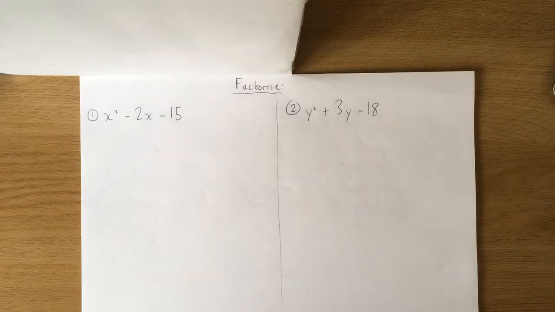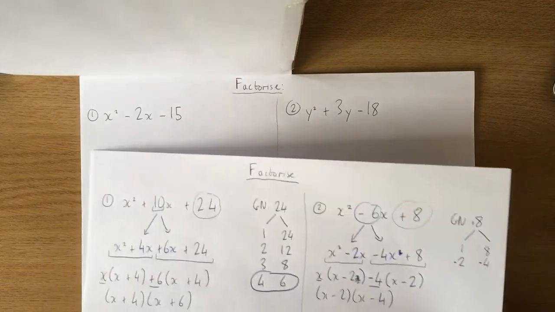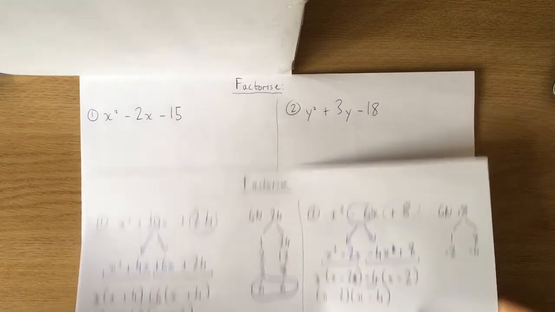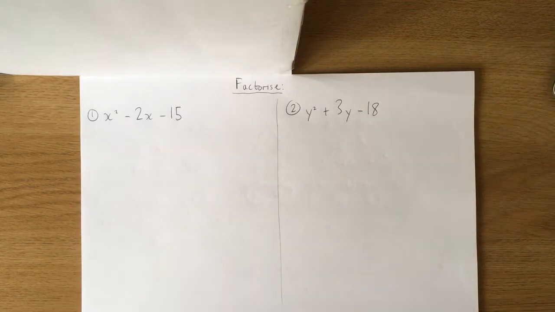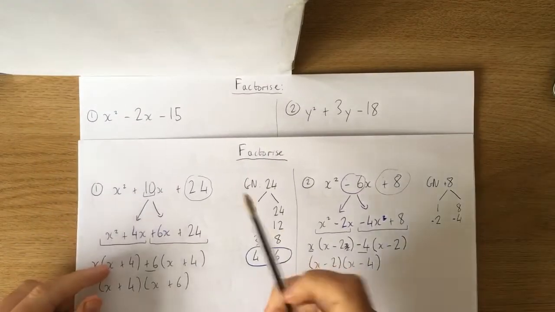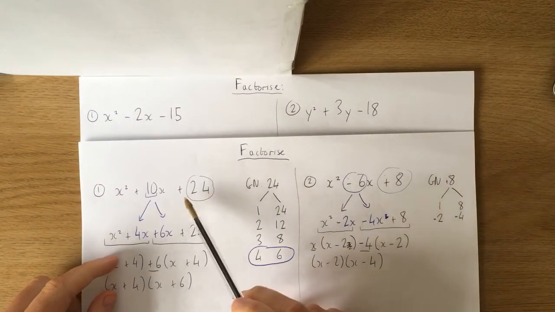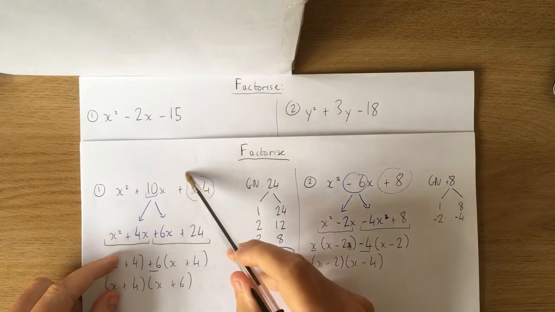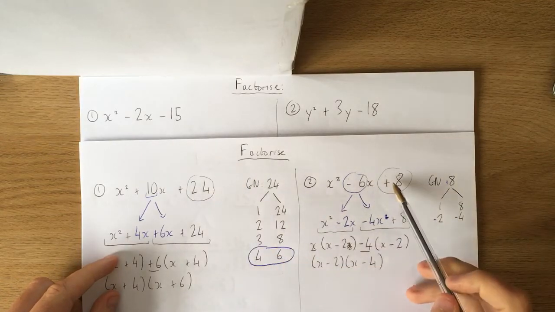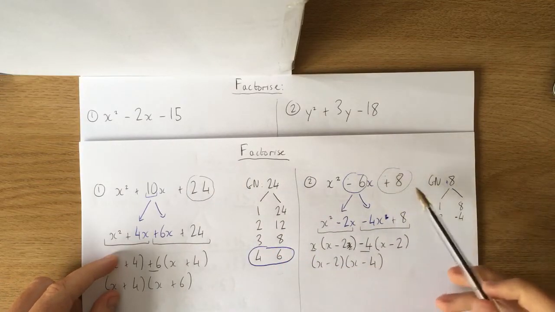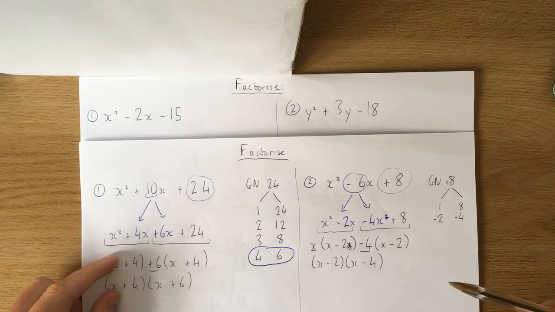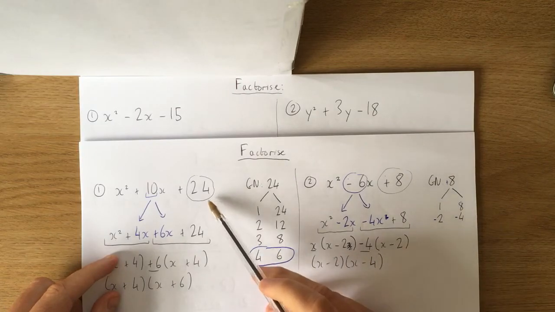Factorising quadratics again, just a couple of slightly trickier examples than the one I did in the previous video. So there's the ones I'm going to do now. If you look at the ones I did in the previous video, here's one and the guide number was plus 24. And this one here, the guide number was plus 8.